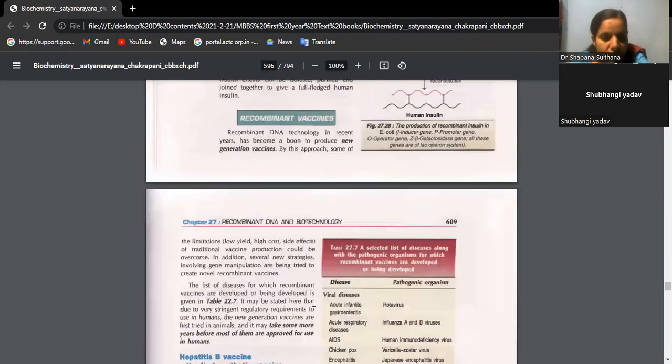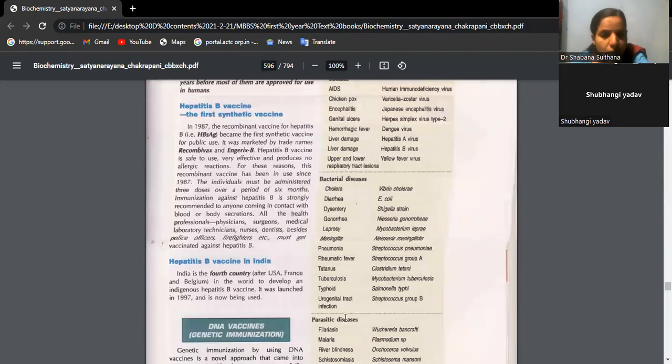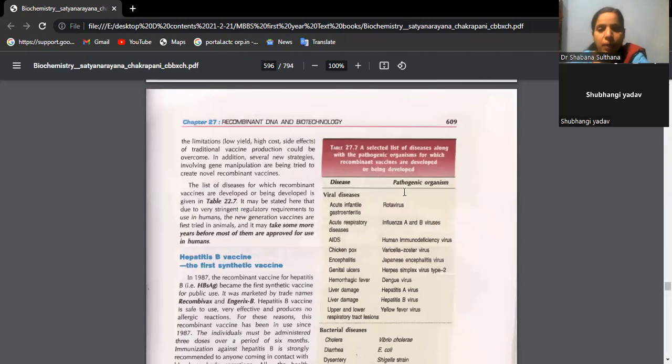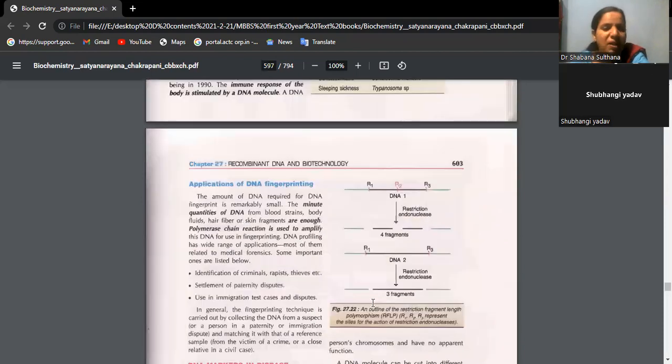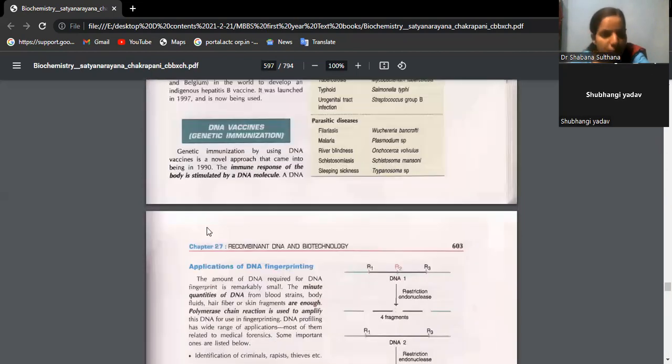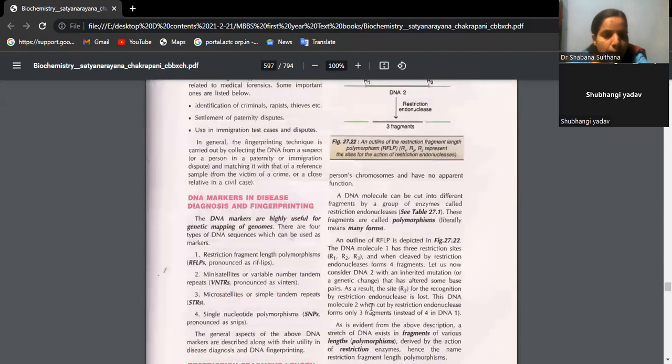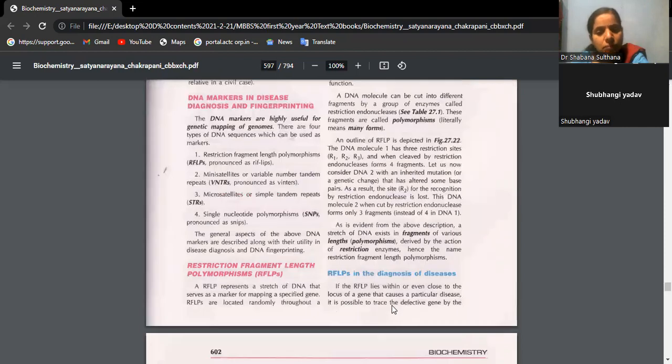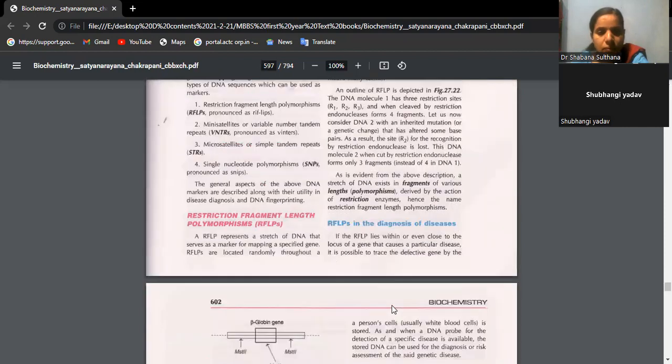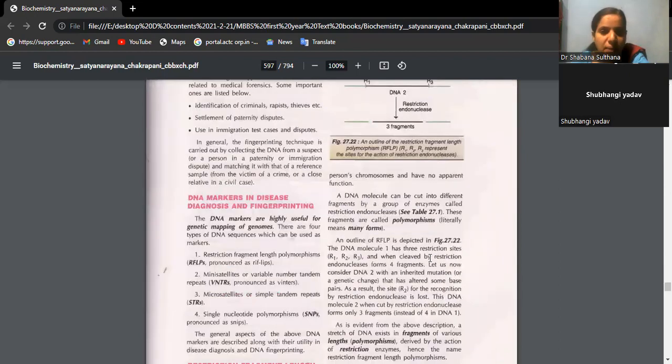Recombinant vaccines. Now we have to check out. This is an important button. What is the importance of rDNA technology? This is a general thing. Anyhow, you study it in second year microbiology. RFLP has come in detail, we will study.